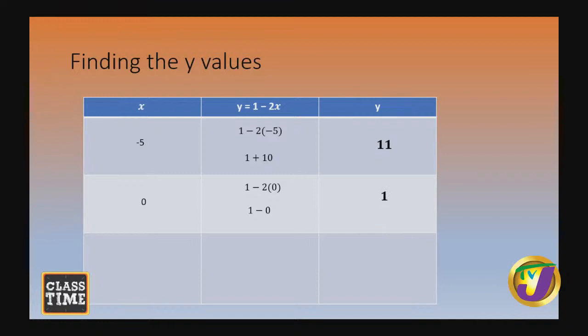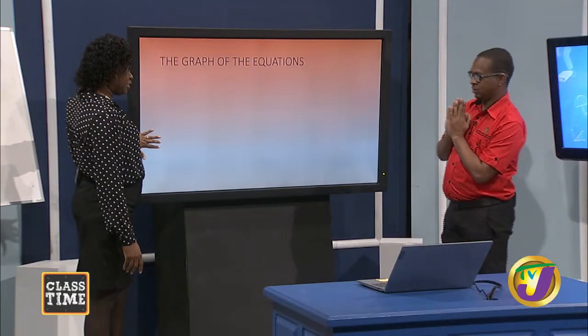And if we were to substitute 5 in the equation, it would be 1 subtract 2 times 5. That would be 1 subtract 10, which is negative 9. So now we have points for our two equations. We have the x values and the y values for both equations. So let's graph them and see if they intersect.